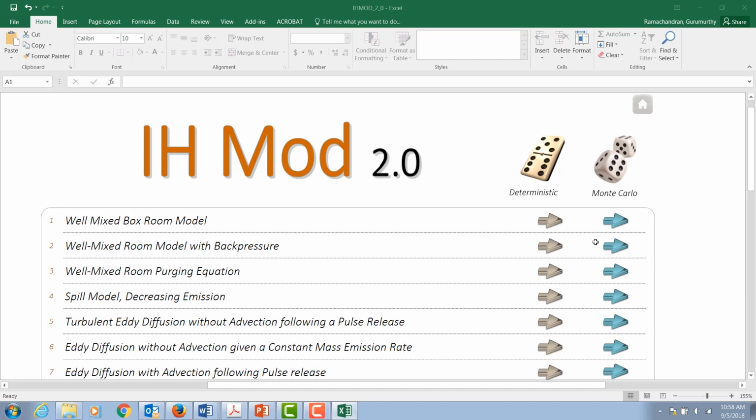Now when you come to the right hand side, you will see that there are two sets of arrows. The first set of arrows is for the deterministic version of each of these models, and the second set on the right hand side is the Monte Carlo version of each of these models. And let's just click on the well-mixed room model, the deterministic option first.